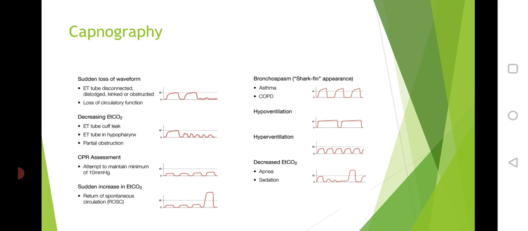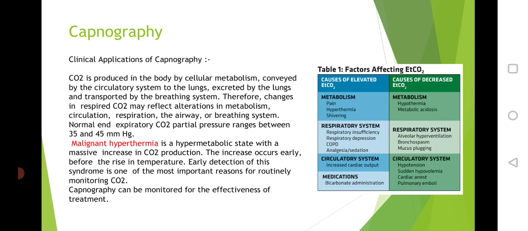Capnography. Sudden loss of waveform: ET tube disconnected, dislodged, kinked or obstructed, loss of circulatory function. These waveforms are formed. Decreasing EtCO2: ET tube cuff leak, ET tube in hypopharynx or partial obstruction. These are the waveforms. In CPR assessment, attempt to maintain a minimum of 10 mmHg. These are the waveforms. Sudden increase of EtCO2: return of spontaneous circulation. Bronchospasm, that is called shark fin appearance, asthma, COPD, hyperventilation waveforms, and decreased EtCO2: apnea or sedation. And these are the waveforms.